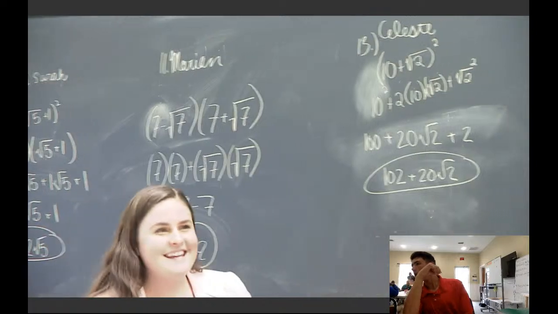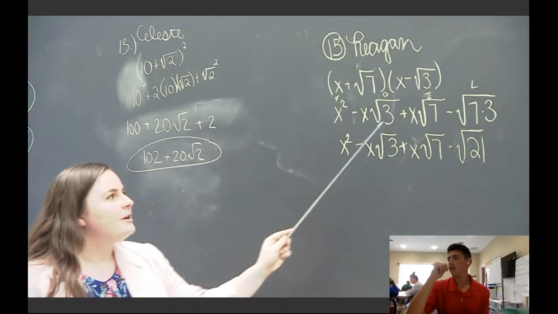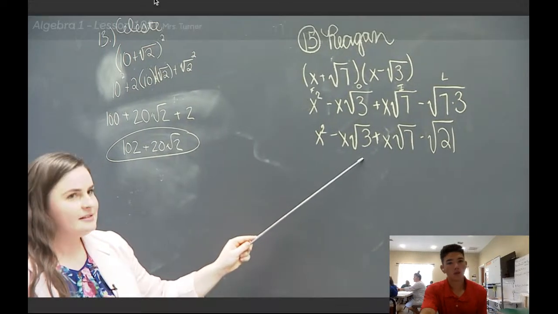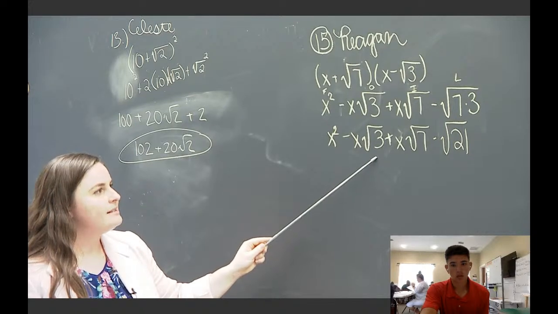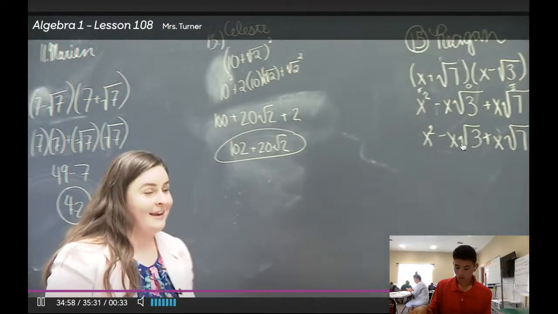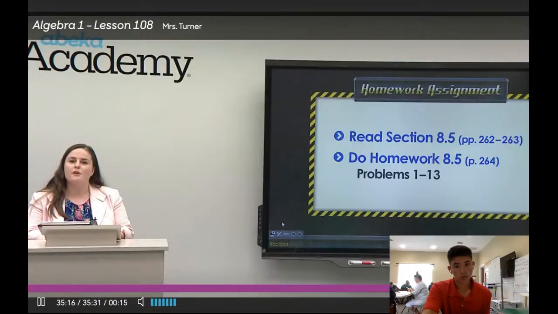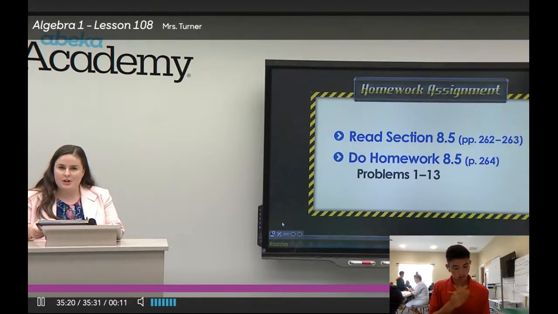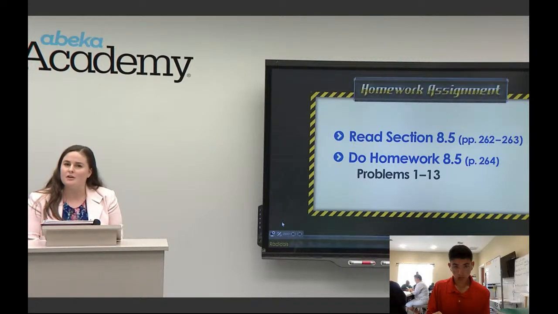On problem 15, last one, Reagan used FOIL. So you notice that the outer and inners here were not like terms, so it just stayed like this. X squared minus x times the square root of 3 plus x times the square root of 7 minus 21. Great job on that, Reagan, and the others were all correct too. Good. For 1 through 13, we are also preparing for your test over chapter 8, which students you'll want to write down that that will be in lesson 113.